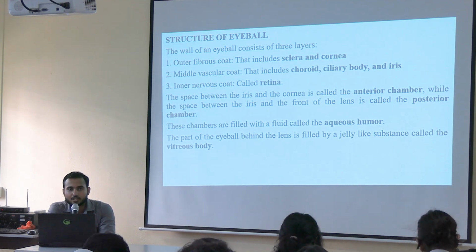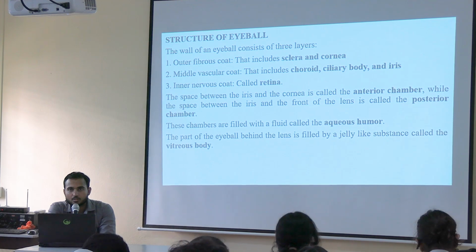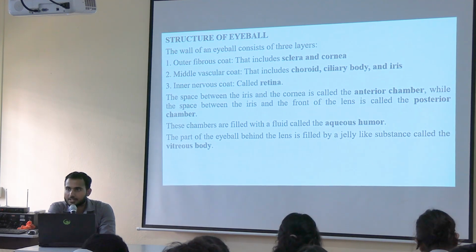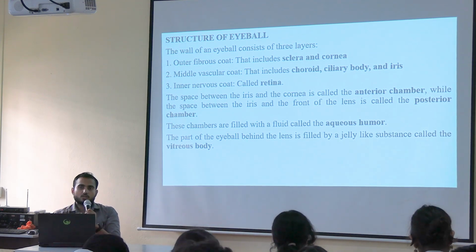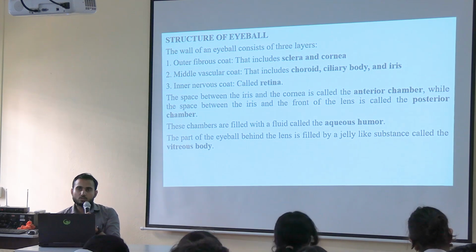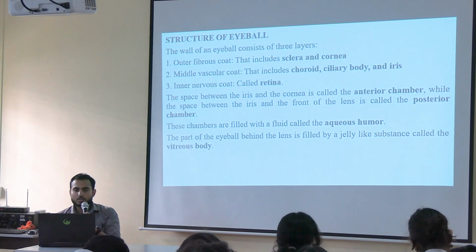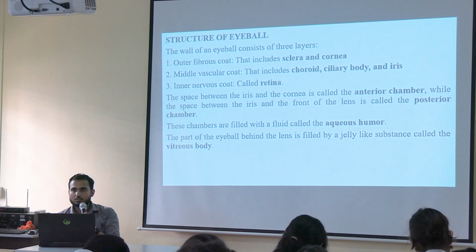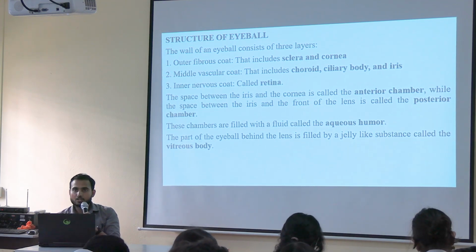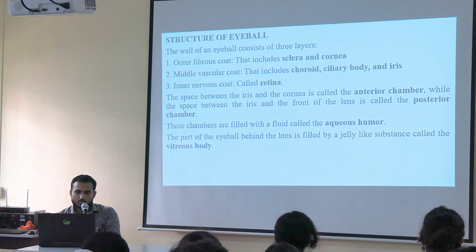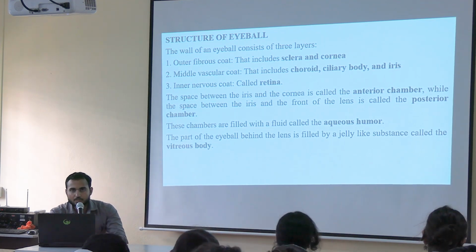And what about the inner layer? The inner layer is made up of what? Retina. So three basic layers, and those are the components present in those layers. Which is the outermost layer? Fibrous layer. Innermost layer, the nervous layer.